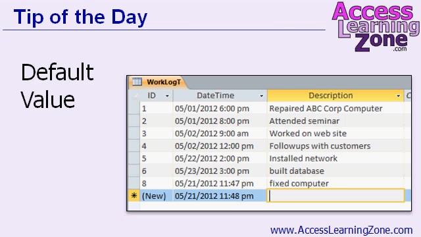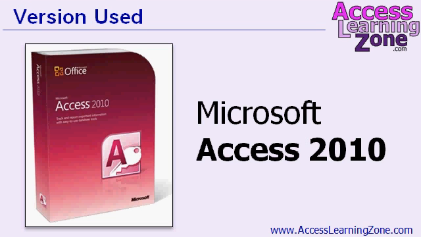In today's tip, I'm going to show you how to use the default value field property in your tables to automatically insert the current date and time whenever you create a new record. I'm going to show you how to build a simple work log where the date time field is automatically updated every time you create a new record. I will be using Access 2010, but this tip works for every version of Access.